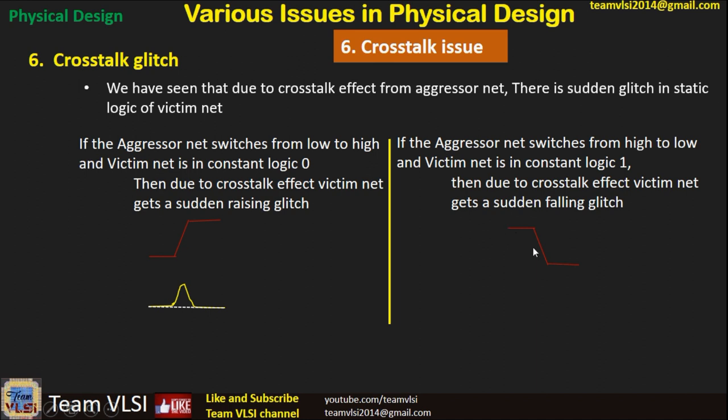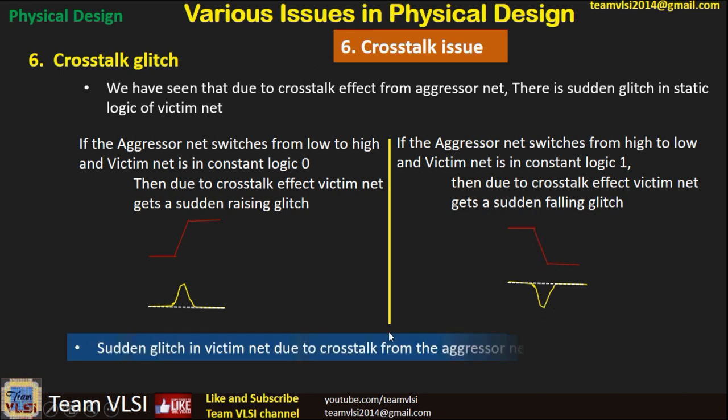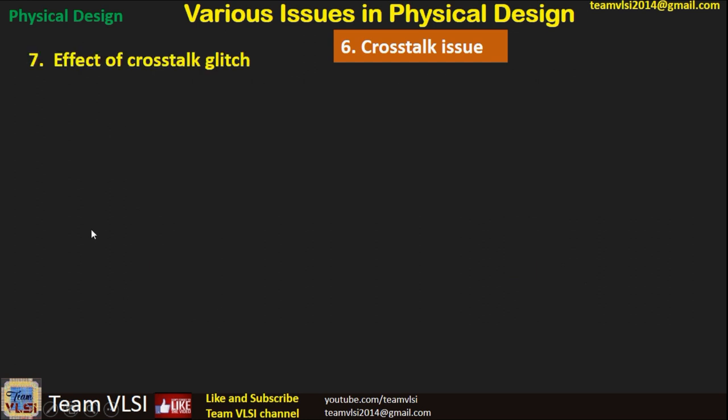So you can see here, if the aggressor net is switching from high to low and the victim net is supposed to remain at logic 1, it will see a low glitch here due to this aggressor net switching. So a sudden glitch in victim nets due to crosstalk from the aggressor net is called a crosstalk glitch. Now let's see the effect of crosstalk glitch.